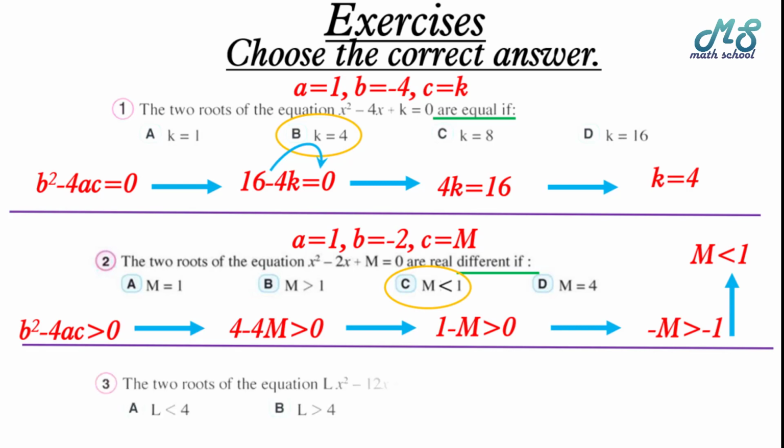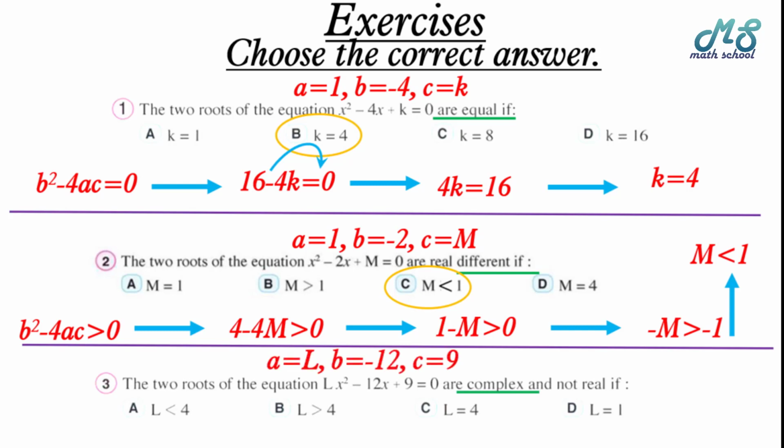Number 3, the two roots of the equation l x squared minus 12x plus 9 equals 0 are complex and not real numbers. Now guys, l less than 4, l greater than 4, l equals 4, or l equals 1. Now guys, the two roots are complex. We can get the discriminant guys is less than 0. a equals what? l. b equals negative 12. c equals 9. Now b squared minus 4ac is less than 0 because the two roots are complex. Now substitute in the relation, we get 144 minus 36l less than 0. Now guys, we can move 144 to the other side to be subtracted.